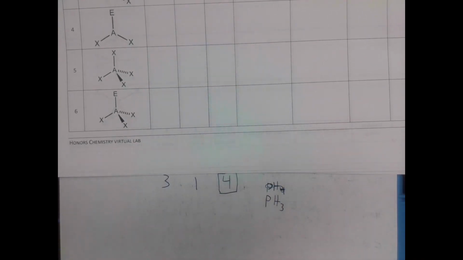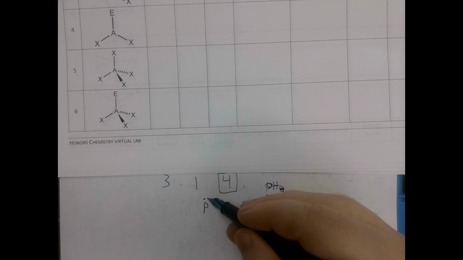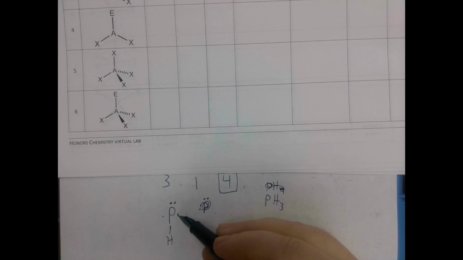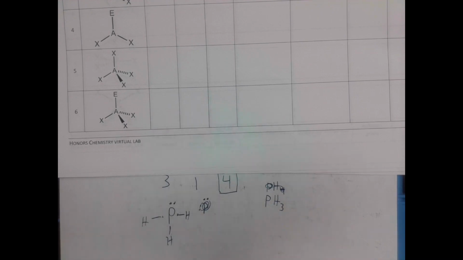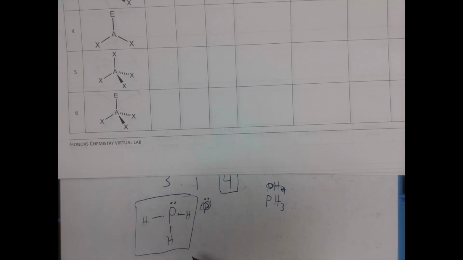I should have y'all do it, but it'd be too hard for y'all to just sit there and guess until you get something. So phosphorus has 5. And then we have a hydrogen connected to it. So this is something that has an overall shape, an electron shape of tetrahedral, but a molecular shape of trigonal pyramidal. So it looks like this.